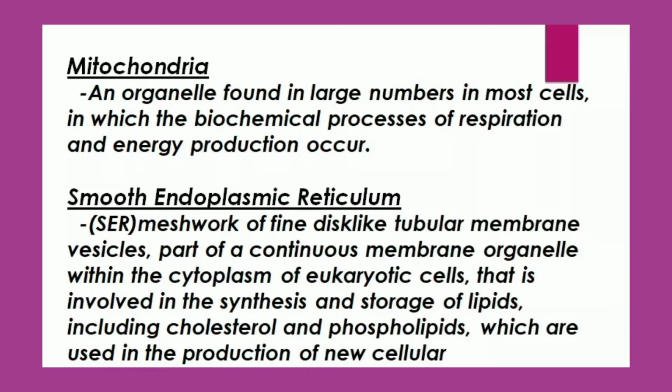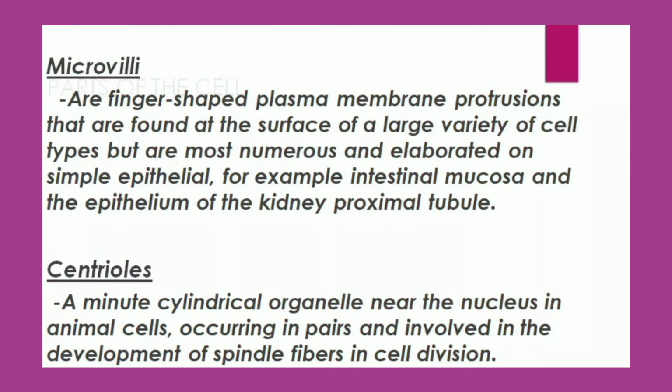used in production of new membrane. Microvilli: finger-shaped plasma membrane protrusions that are found at the surface of a large variety of cell types, but are most numerous and elaborate on simple epithelia, for example, the intestinal mucosa and the epithelium of the kidney proximal tubule. Centrioles: a minute cylindrical organelle near the nucleus in animal cells, occurring in pairs and involved in the development of spindle fibers in cell division.